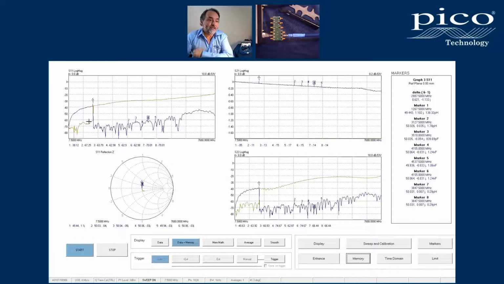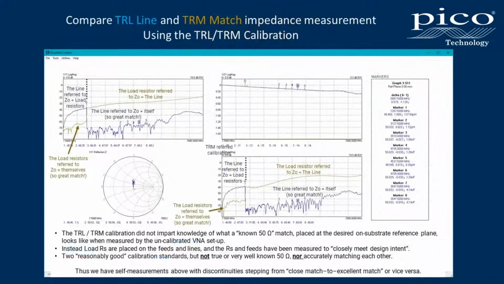So this is how these discontinuities come about. Each section of the TRL calibration is based on different standards, and so you're bound to get discontinuities, and you'll particularly get discontinuities if you're measuring one of the standards that was used in the TRL calibration. Okay.